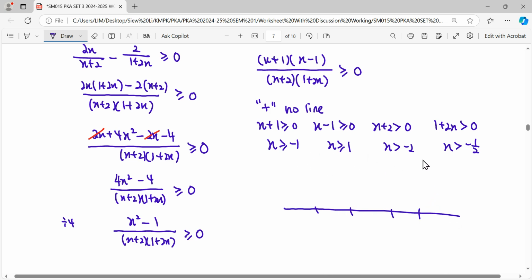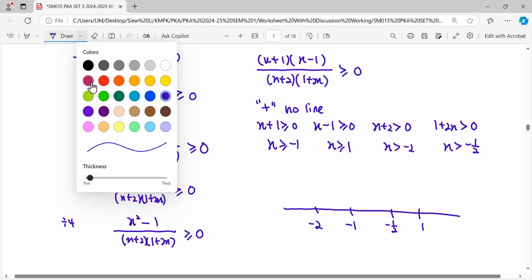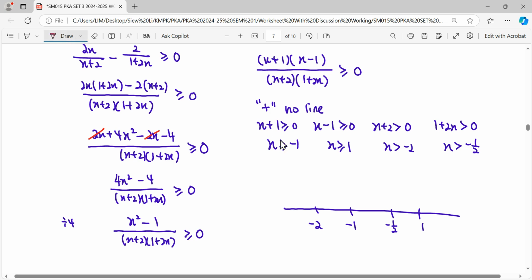Arrange your points in order, starting from the smallest value to the biggest value. Then we start plotting this positive number line. For the first interval, x more than or equal to -1, so you drag it to the right hand side. For this region, you denote it as positive, where the region that has a line in it is the positive sign. The region without a line is the negative sign.